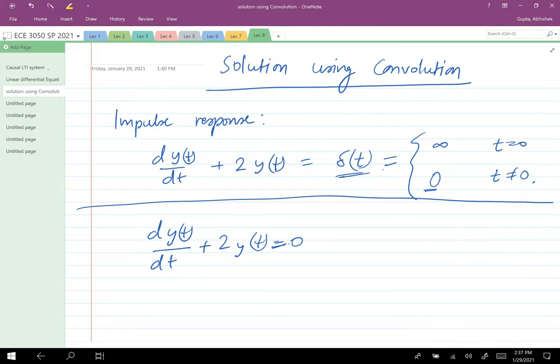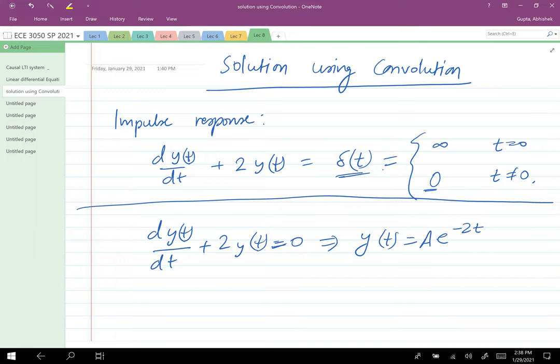So what's the solution to this differential equation? Anyone remember? Just e to the minus 2t. Yeah, e raised to minus 2t. There has to be some multiplier a here.